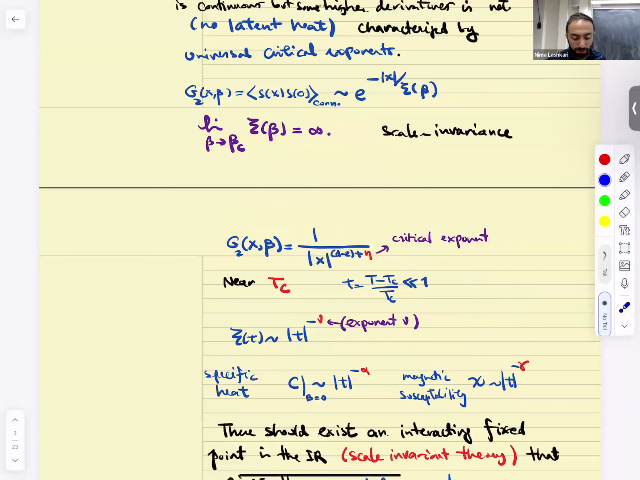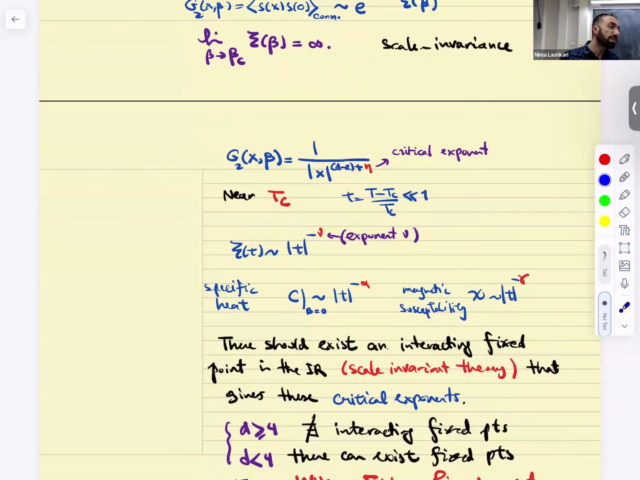There's another universal exponent in the way that the correlation length blows up as you approach the critical temperature. So if you define this little t, which is a dimensionless parameter that characterizes how far you are from the critical point, the correlation length as a function of this deviation from criticality scales with a critical exponent nu.